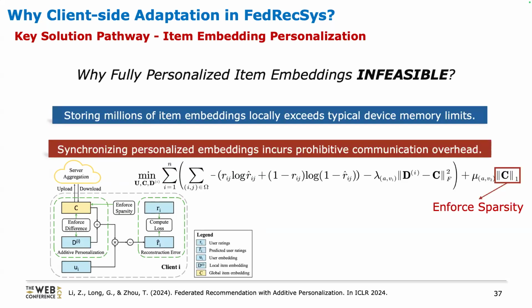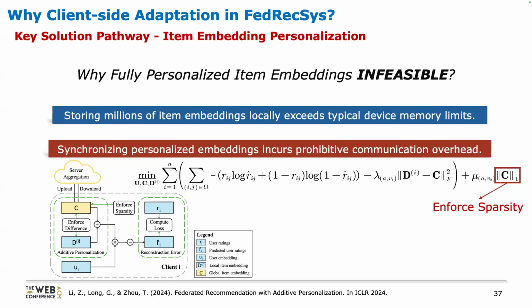Secondly, trying to synchronize all those personalized embeddings back to the server would create a communication bottleneck nobody could afford. Instead, the FedRAP approach uses an active personalization scheme. Each client maintains a small local offset D_i on top of a shared global embedding C.